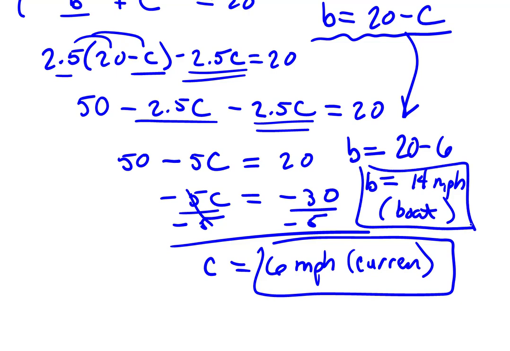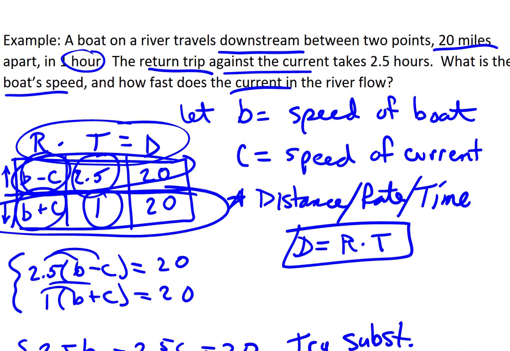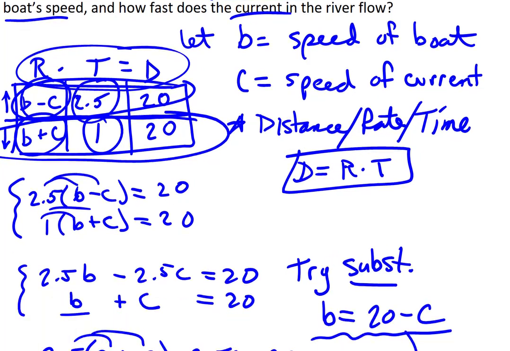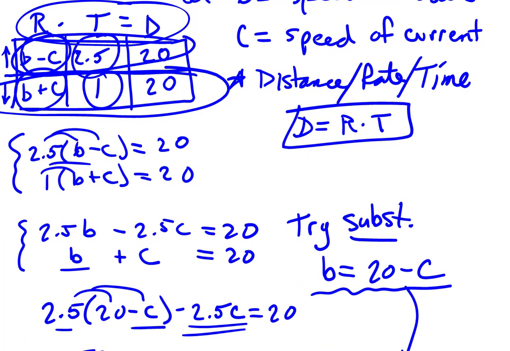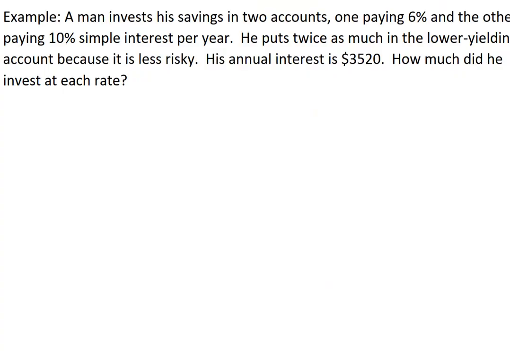So we found the current speed, we found the boat speed, which means we are good to go. And we did it using this process for solving word problems, where we define the variables, create a system of equations with some help from that chart, and then simply solve the system. Let's try another example. This time it reads as follows.